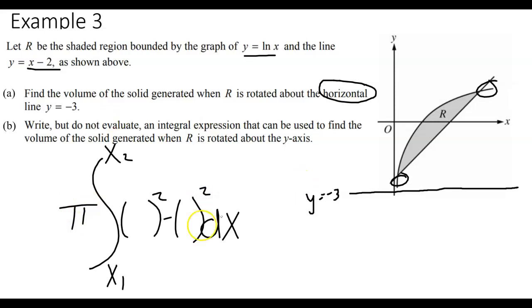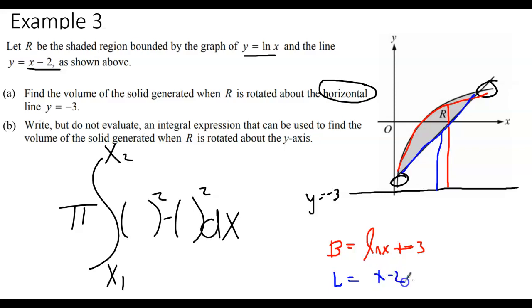All right? So my big radius is going to be the distance of my ln function from -3. And that can be found by doing that function, ln of x minus a -3, which is just ln of x plus 3. That's my big radius. Now my little radius is going to be the distance of this blue line to the axis of rotation. And that's going to be the function x minus 2 minus -3, which simplifies into x plus 1.